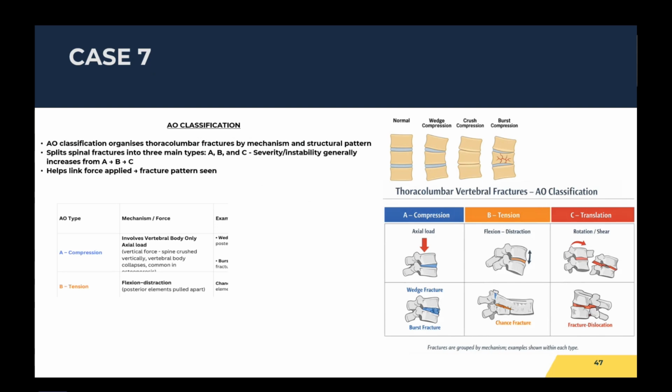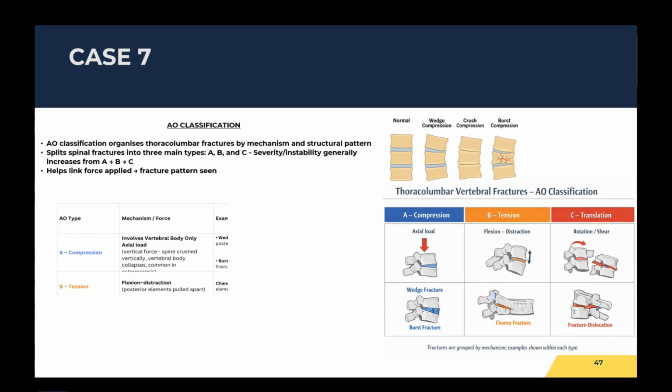So I just want to briefly touch on the AO classification. AO is a system that organizes thoracolumbar fractures by the mechanism and structural pattern. It splits fractures into three main types, A, B, and C, with the severity and instability generally increasing from A to C. And it's useful because it helps to link the force applied to the fracture pattern seen.